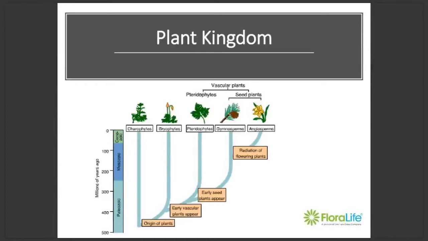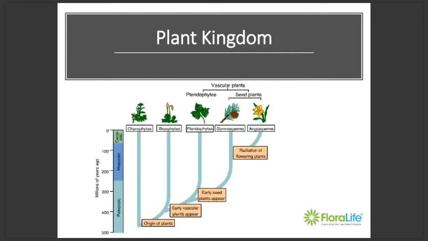Now, within the plant kingdom, there are 5 main different types of plants which are divided into the following groups. Now, going from the most primitive to the most complex, from the left to the right, your first group are your charophytes, which contains all your green algae. The second group are your bryophytes, which contain your mosses and your liverworts.